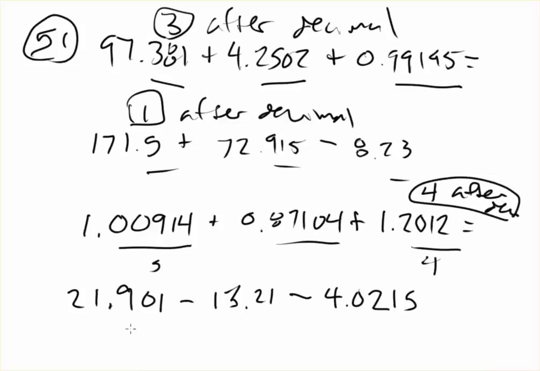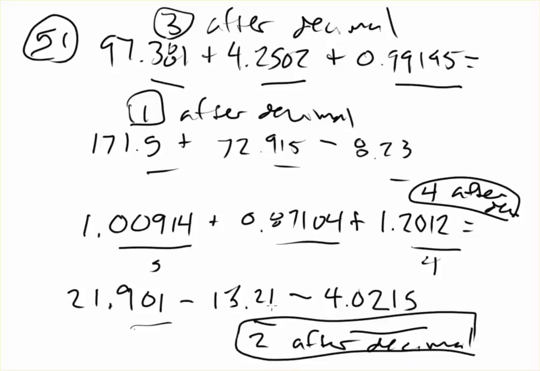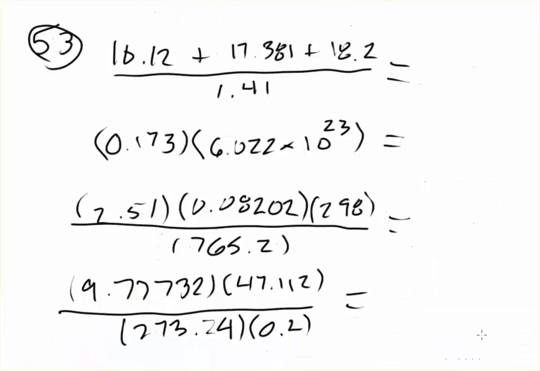Okay, for this one you've got 3, 2, and 4. So this one's going to have 2 after the decimal. Okay, now note that this is only true if we're doing addition and subtraction. Okay, if you missed number 53, this question just asked you how many sig figs you need.